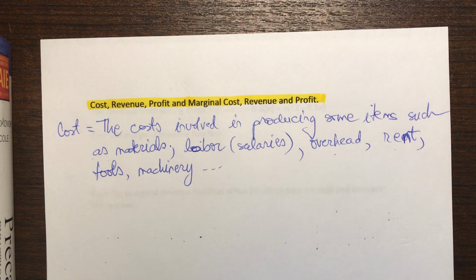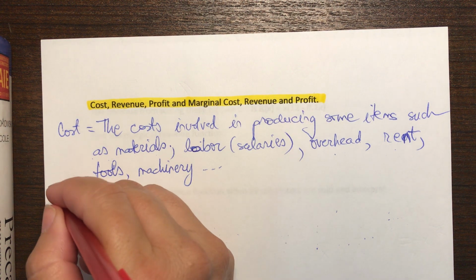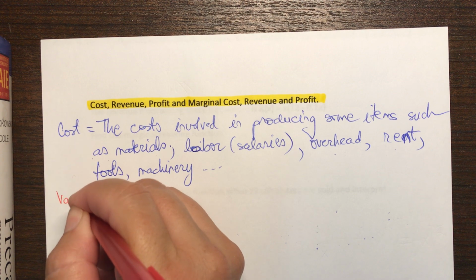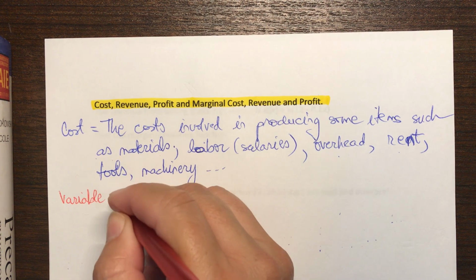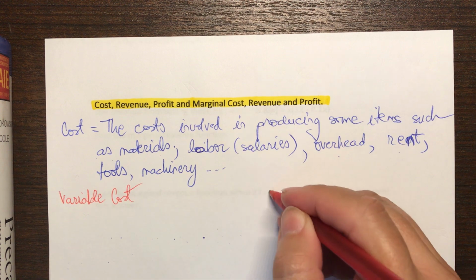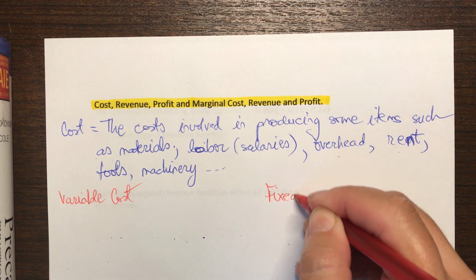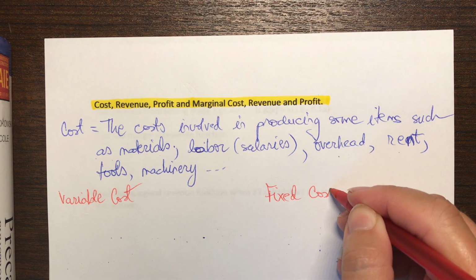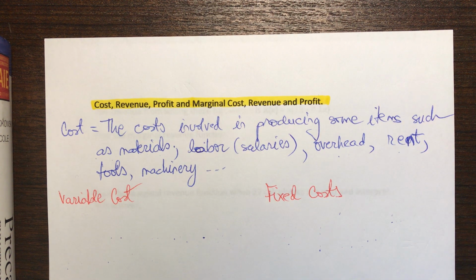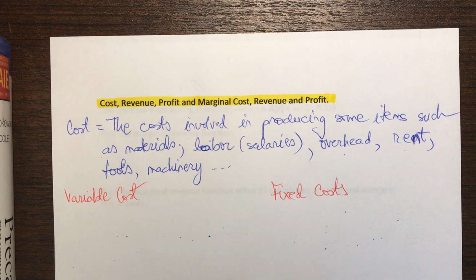Now, when talking about cost, this is going to be important too. We have something called variable cost versus fixed cost. That's going to come up a lot as well. What is a fixed cost? A fixed cost is something you cannot change, right?